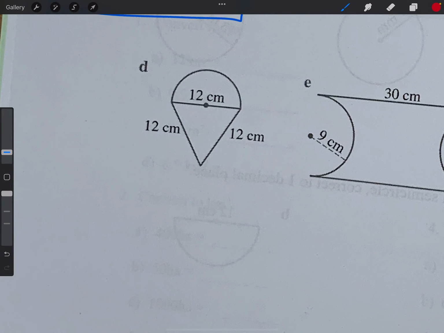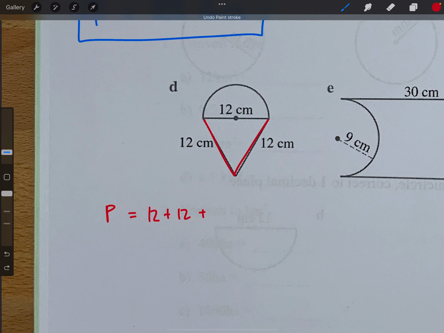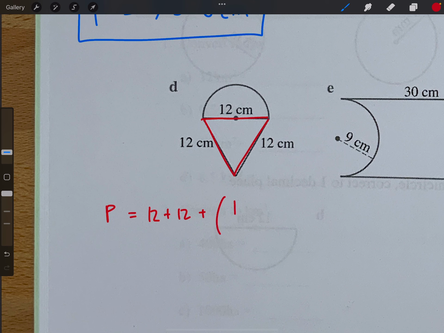Now this one is the perimeter of this, so question D is going to be 12 plus 12. This is the perimeter plus the semicircle. So to find the circumference of a semicircle, we're going to have to use the diameter. So that's the diameter, which is 12, times pi and then divided by 2. We divide by 2 because it's a semicircle.